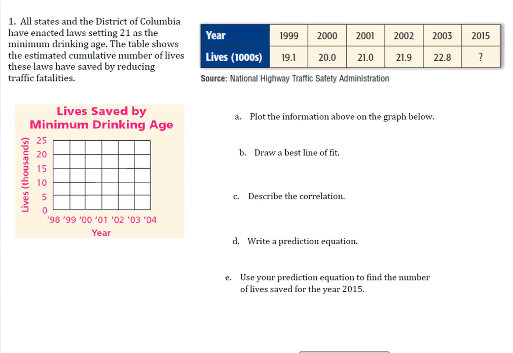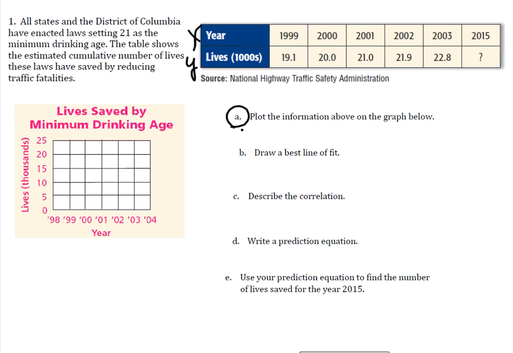All states and the District of Columbia have enacted laws setting 21 as the minimum drinking age. The table shows the estimated cumulative number of lives these laws have saved by reducing traffic fatalities. Where we start is by plotting the information. Let the year be X, let the lives be Y, and we'll take a look.